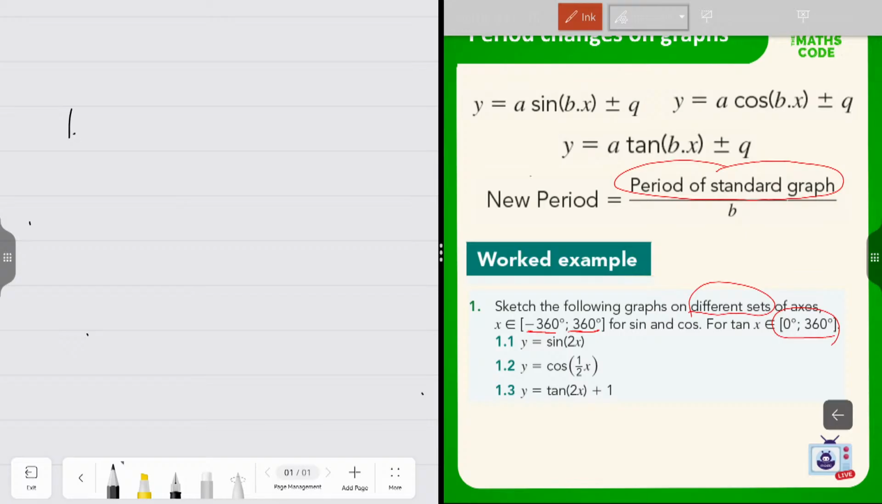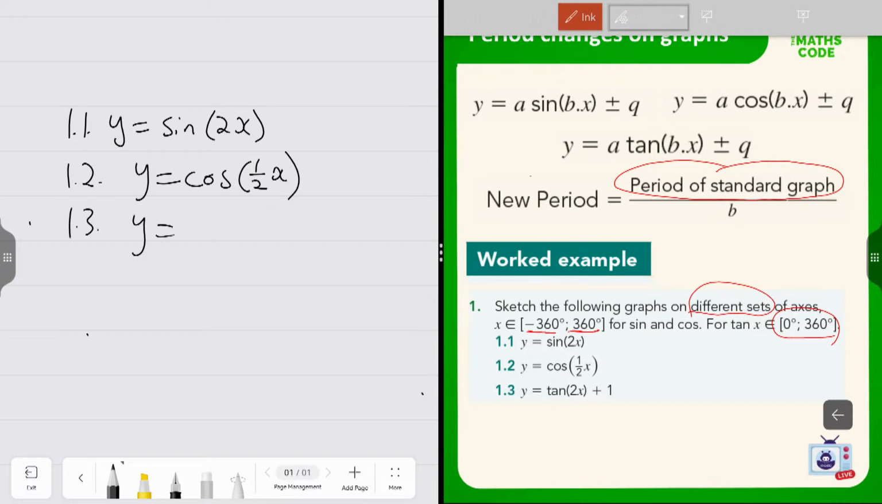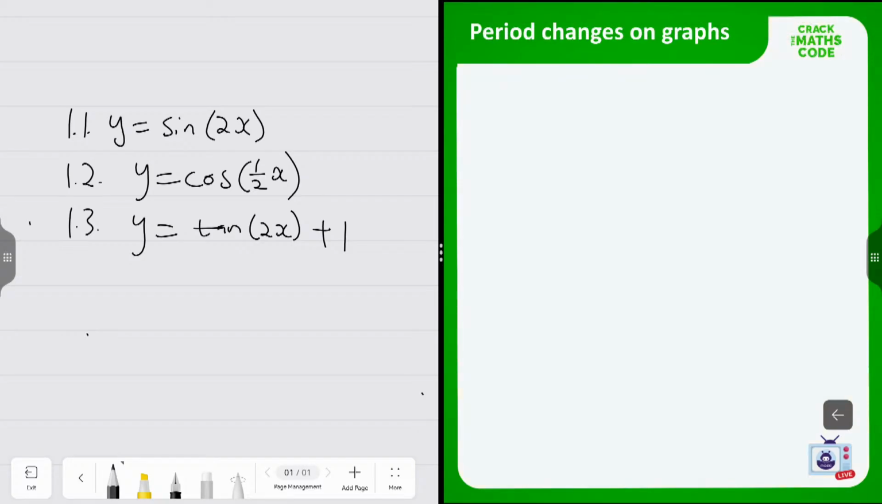So number 1.1, they said y equals sine of 2x, right? Let's put it in brackets. And then 1.2, they said y equals cos of 1 divided by 2 multiplied by x. And then 1.3 says y equals tan of 2x plus 1. Right, so that is what we have in this context. Let's see what is happening there.